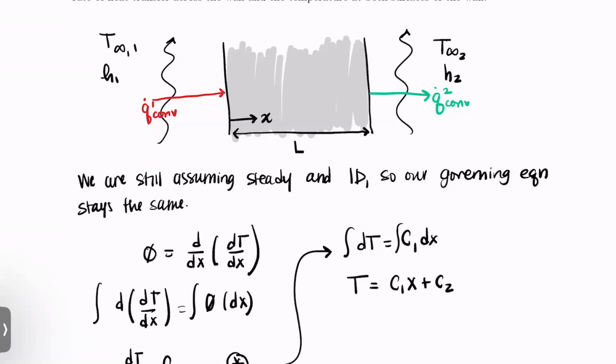I'm sorry, I'm going to draw this arrow the other way. No, this one's correct. This one's backwards. All right, so we're going to assume that heat is going from the surface to the surroundings. That's our positive orientation for Q dot.